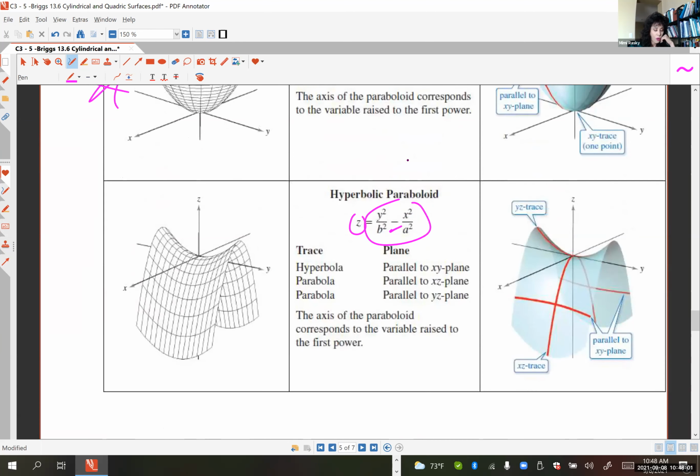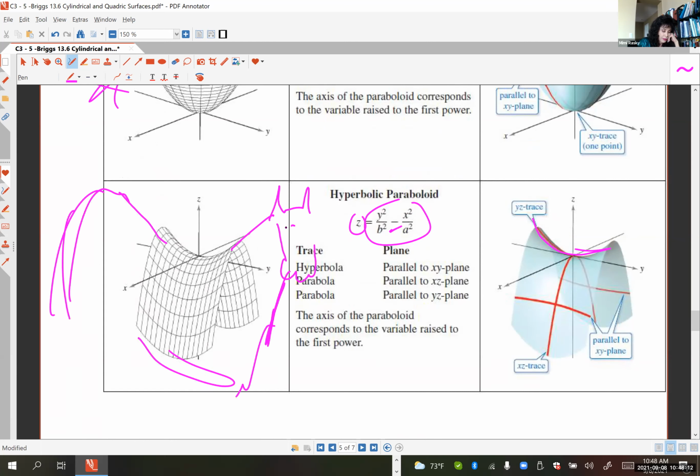Okay, and that kind of looks like a horse's saddle to me. Doesn't this kind of look like a horse's saddle to you? Like, look, I can draw a horse right here. Yeah, that's right. He's got a saddle on him, right? You see that? See my horse? I know, that's pretty pathetic. Okay, sorry.